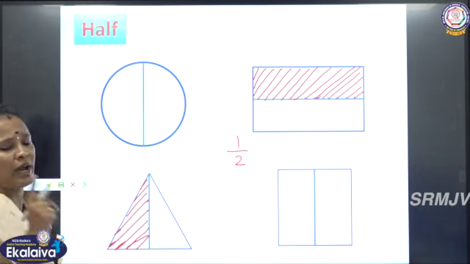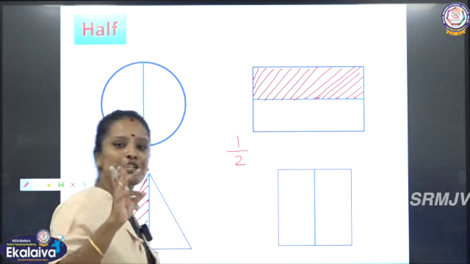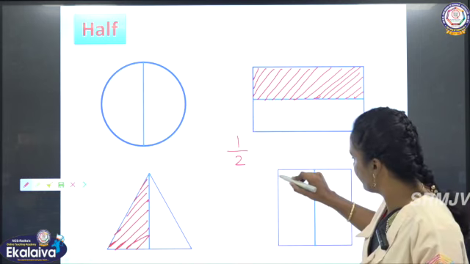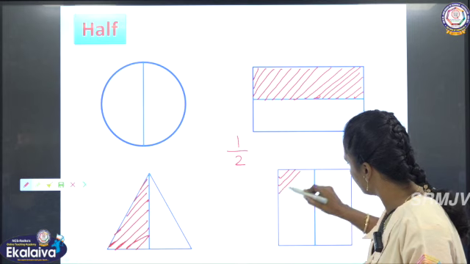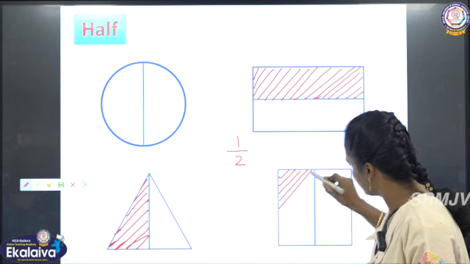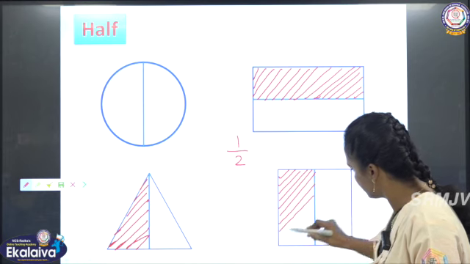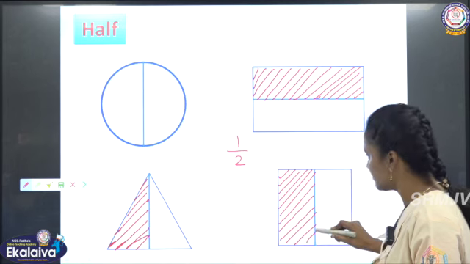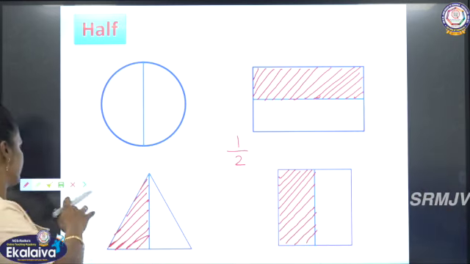Why are we shading only one part? Because it has been divided into 2 equal parts, so we shade only one. So we saw examples of half.